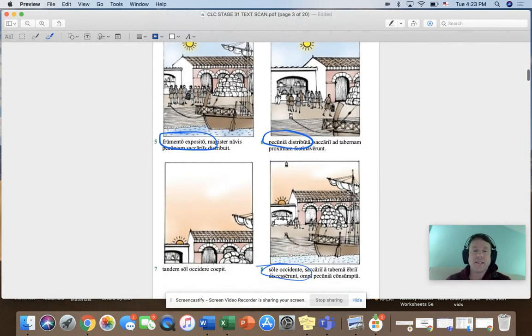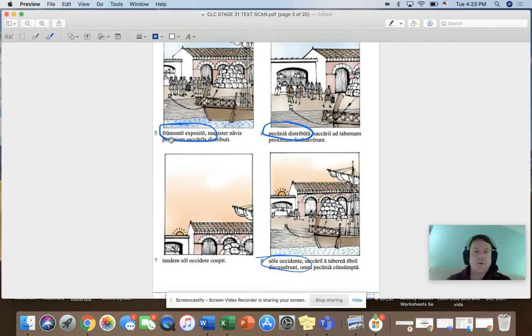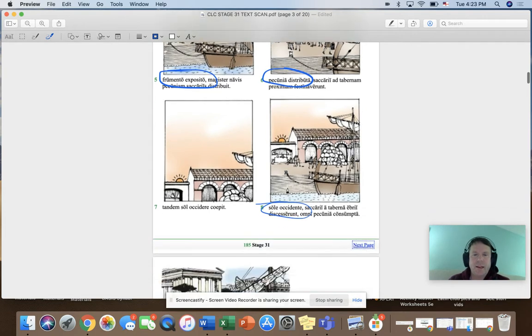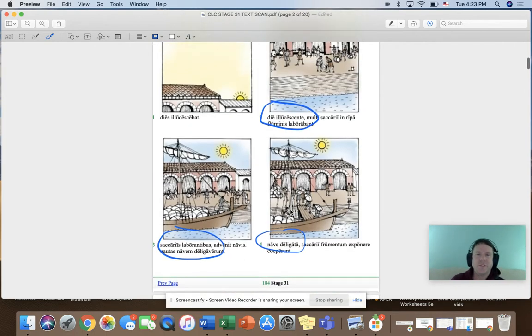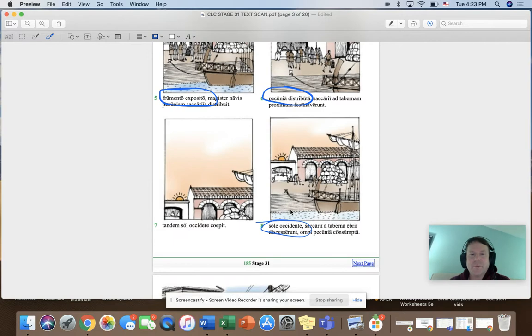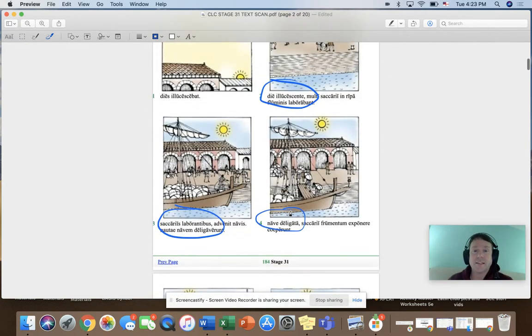Let's look at a couple more examples of those fourth principal parts. With the grain having been taken off. With the money having been distributed out. And here, back to that present participle: with the sun occidente, setting. Literally falling, but setting. With the sun setting. We have six examples of the ablative absolute just in these model sentences alone.